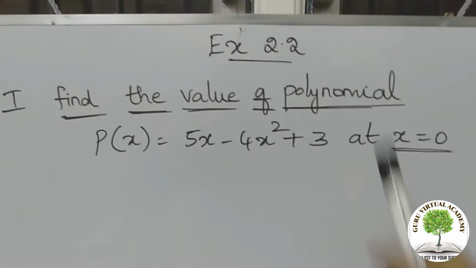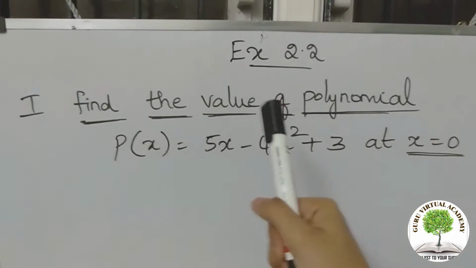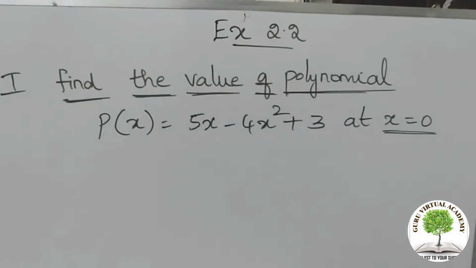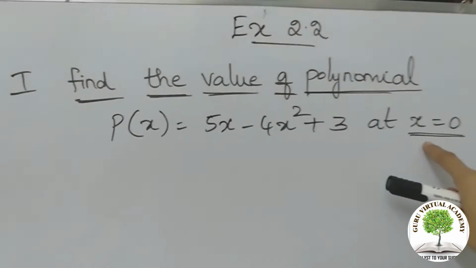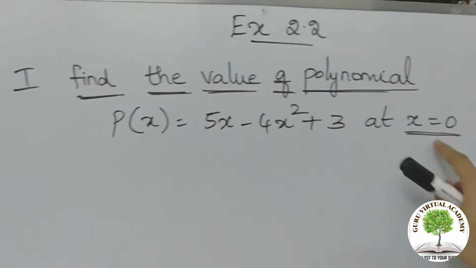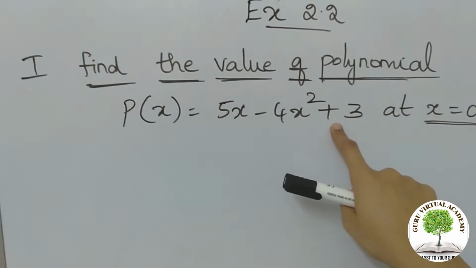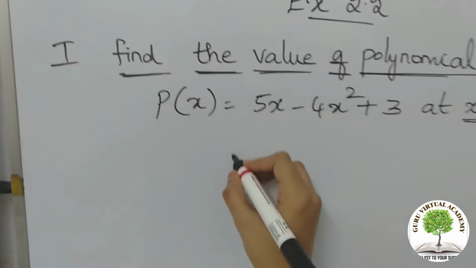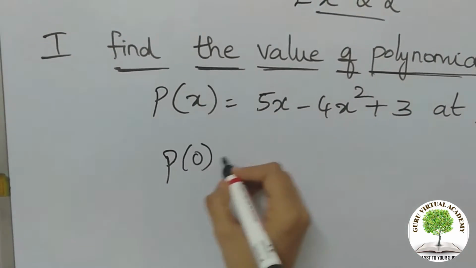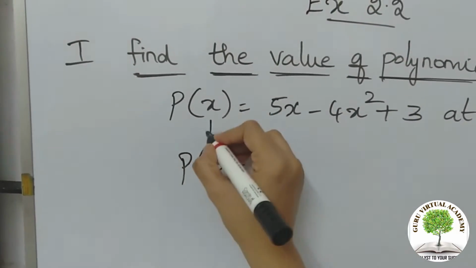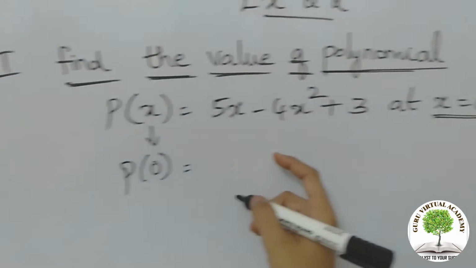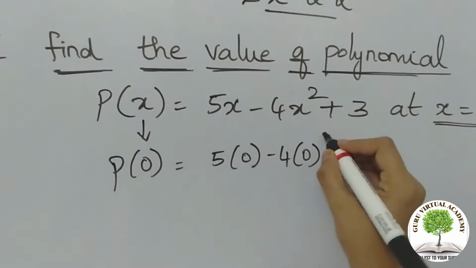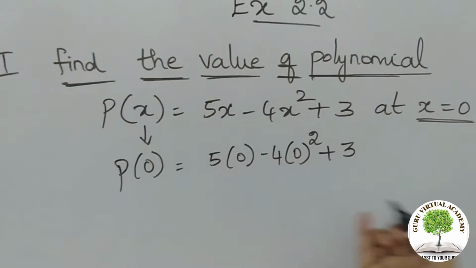Find the value of the polynomial. Here you have to find the value of the polynomial where our x value is already given. So we just have to substitute it in place of x in the given polynomial and find the resultant value. So p of 0. You will start by substituting the value over here. Okay, so p of 0 is equal to 5 into 0 minus 4 into 0 the whole square plus 3.